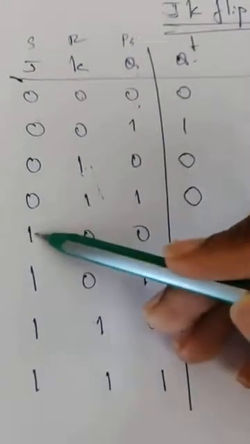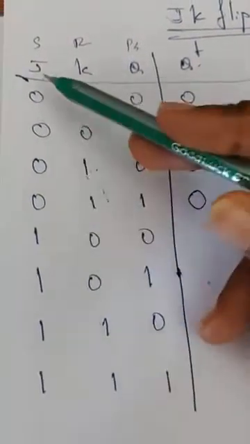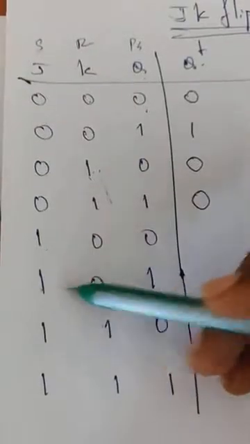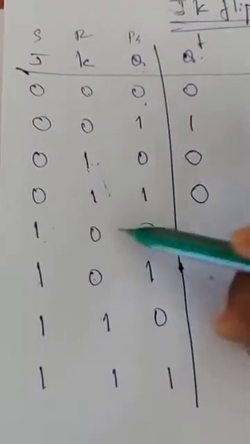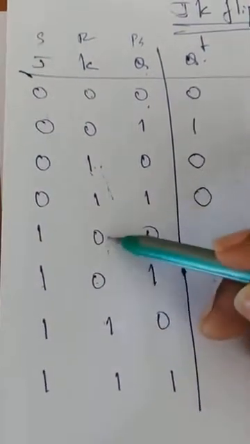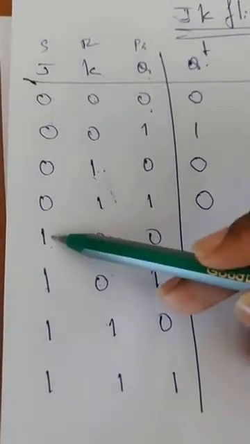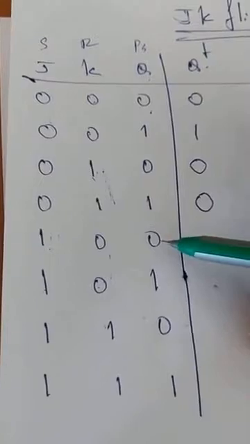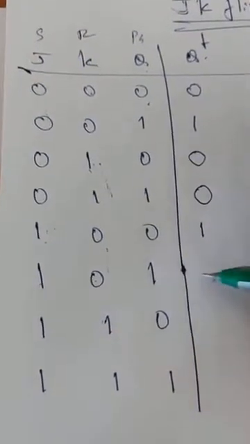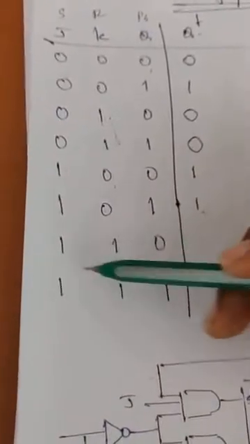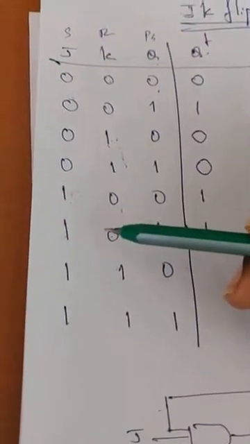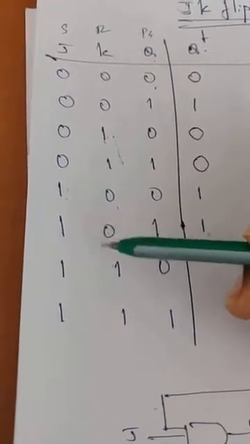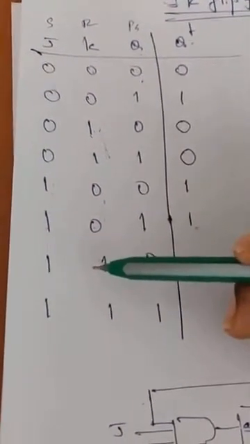Next, S is equal to 1, R is equal to 0, nothing but J is equal to 1, K is equal to 0. These states we call the set state. Whenever J is equal to 1, K is equal to 0, we call it a set state. If the present state is 0, it will change to 1. If the present state is 1, it will remain 1. Next, 1 and 1. This input combination was not allowed in case of SR flip-flop, but we are going to have a role for it in case of JK flip-flop.